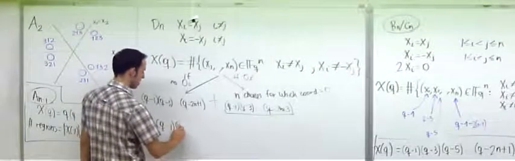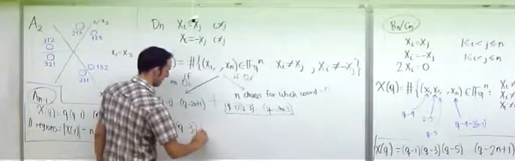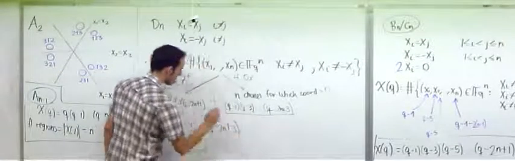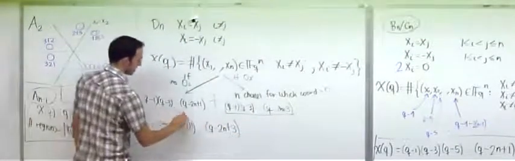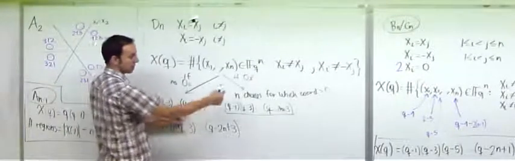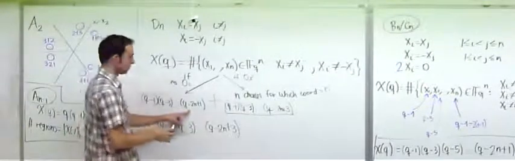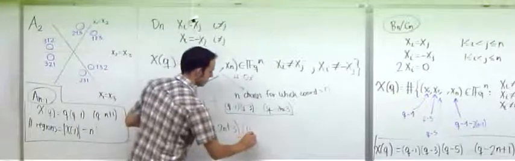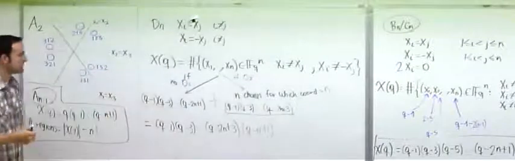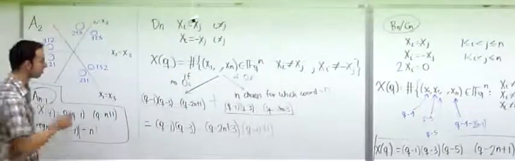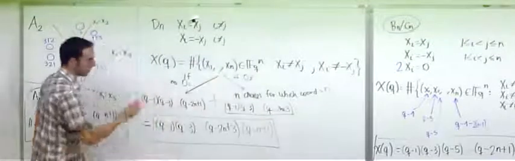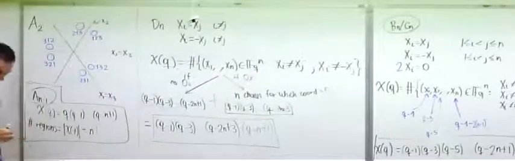Q minus 1, q minus 3, dot, dot, dot, up to q minus 2n plus 3. So that's this and that's that. And then I need to add q minus 2n plus 1 plus n. So I get q minus n plus 1. Okay, and that's it. Again, a very nice answer. Very nice and explicit. It factors.